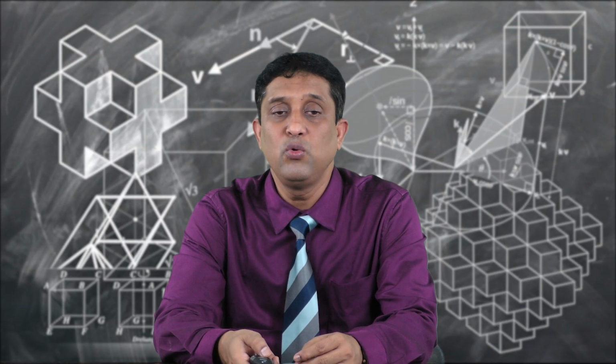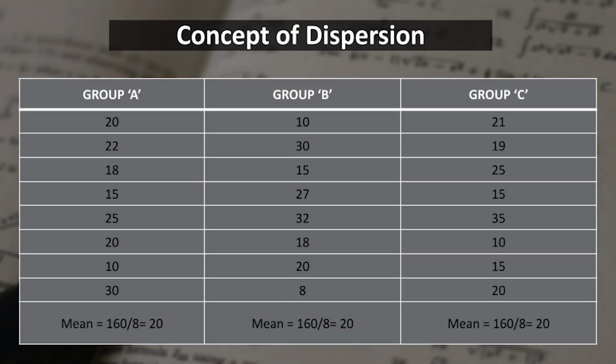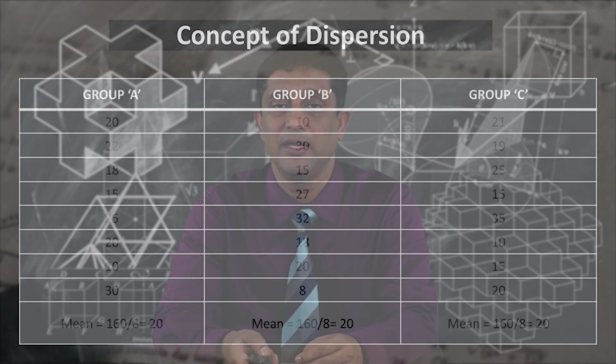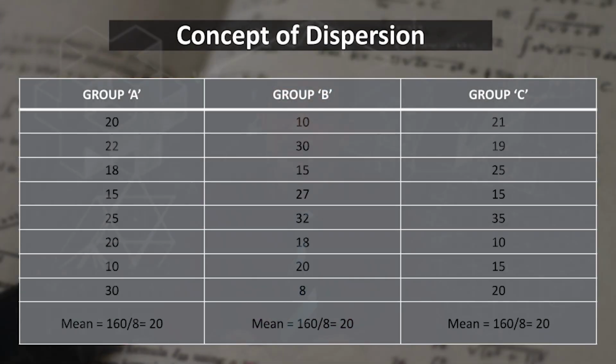And here you see scores are given in group A: 20, 22, 18, 15, 25, 20, 10 and 30. So 8 different scores are given. And in group B, this is another group, 8 students are there, and scores of 8 students in group B are also given. And accordingly in group C, scores of 8 students are also given.